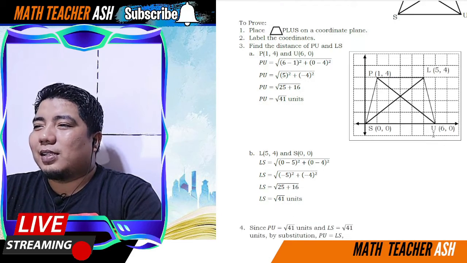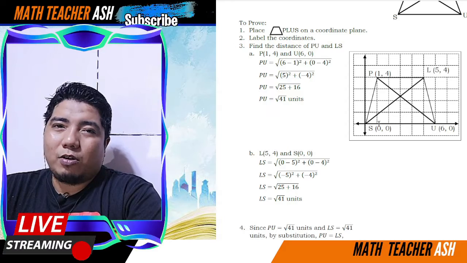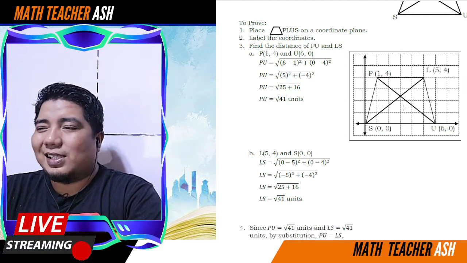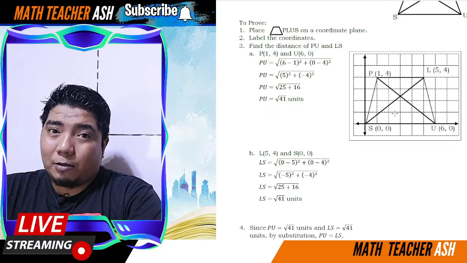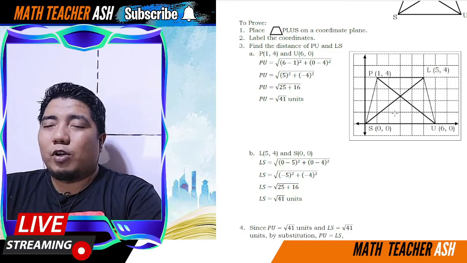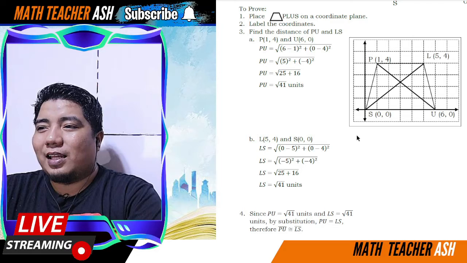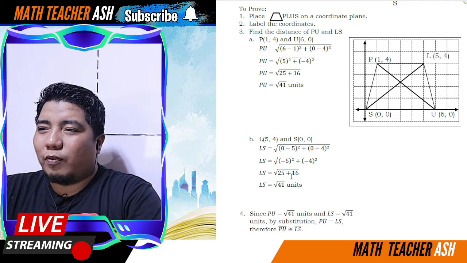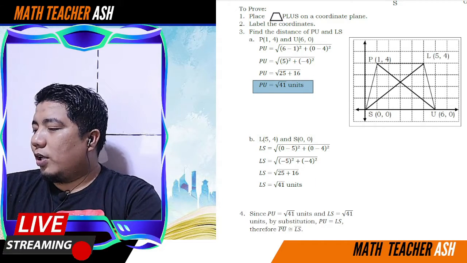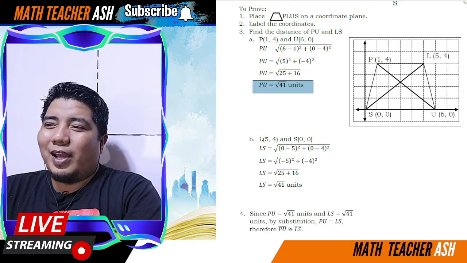So, now, let us try to test LS, the distance of LS. So, 5 minus 0, that is 5. 5 squared is 25. 4 minus 0, that is 4. 4 squared is 16. So, 5 squared is 25 plus 4 squared, that is 16. So, 25 plus 16, that is 41. So, square root of 41. So, pareho sila square root of 41 units. Therefore, we can say that they are also congruent.